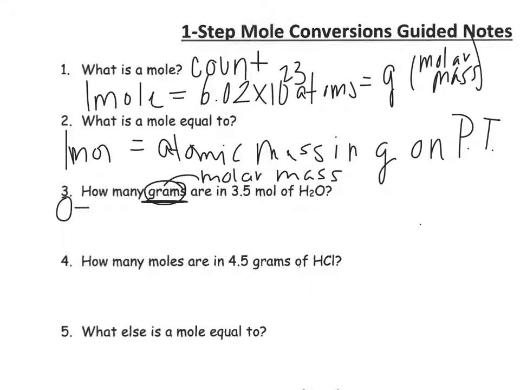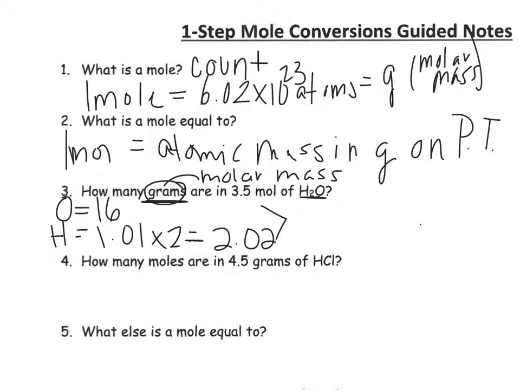For example, oxygen's atomic mass is 16 and hydrogen's atomic mass is 1.01. If you look at our formula right there, there are 2 hydrogens, so that's times 2, which gives us 2.02. So the molar mass of water is 16, 17, 18.02 grams per mole. Okay, the question says how many grams are there in 3.5 moles of water?